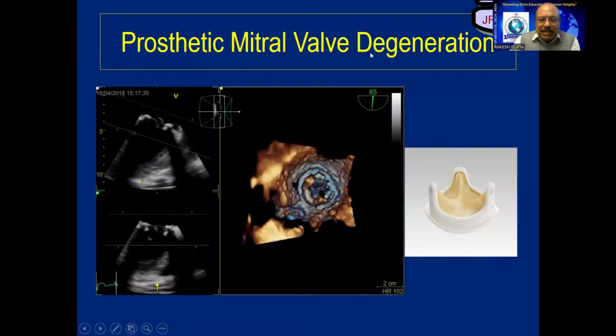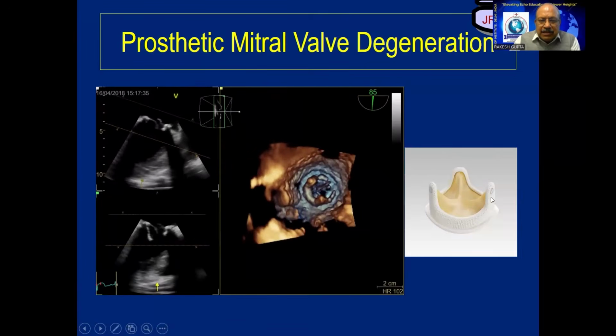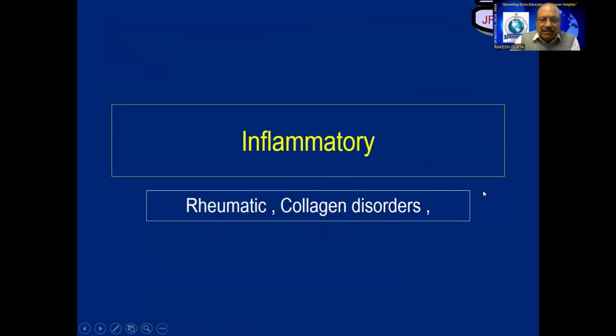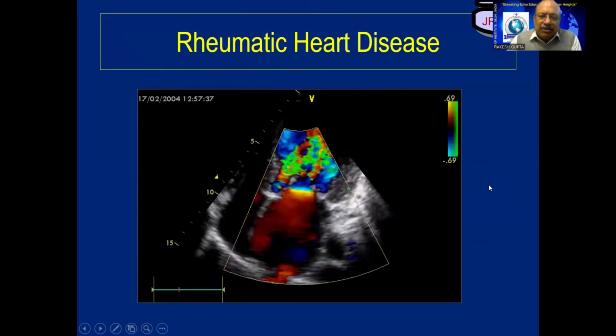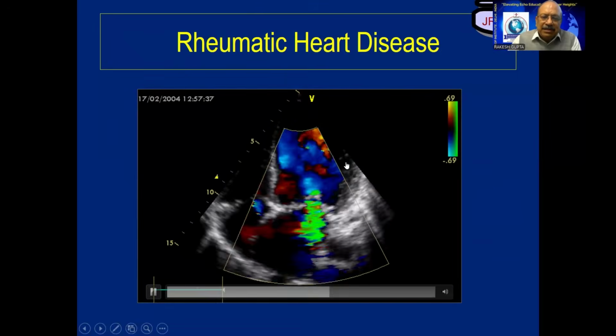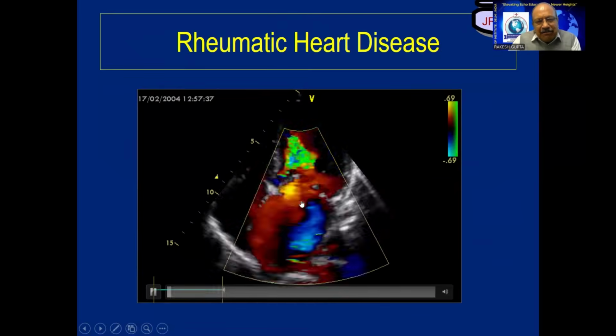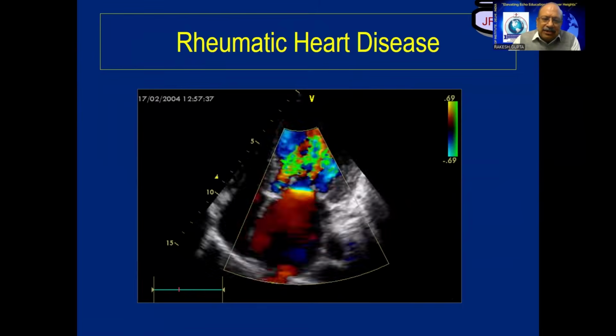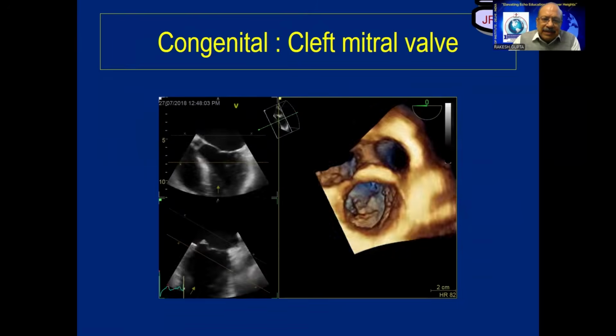This is prosthetic valve degeneration. There were three struts present: one, two, and the third is gone. This is prosthetic valve degeneration. Inflammatory, I'm sure all of you have seen this, rheumatic heart disease. Thickened, calcified mitral valve leaflet, doming in diastole, that's rheumatic heart disease.